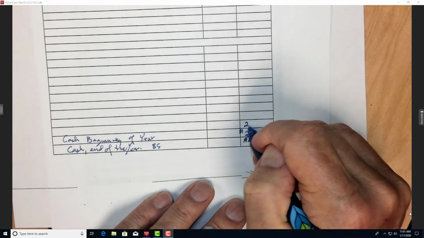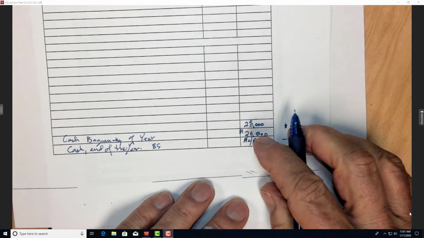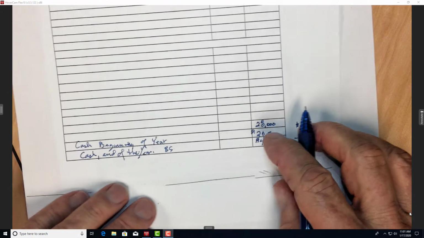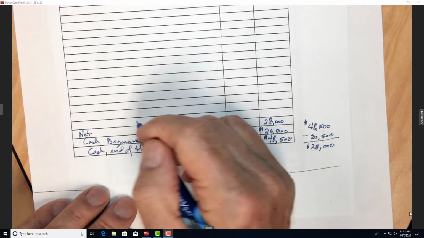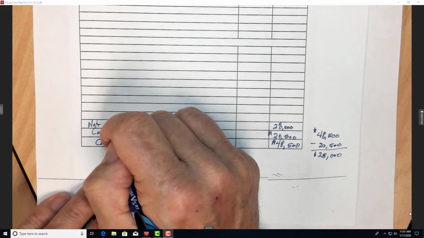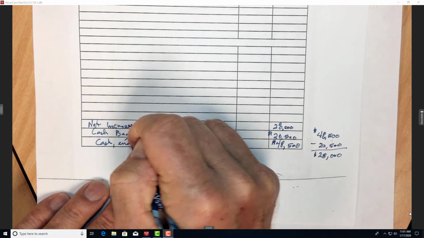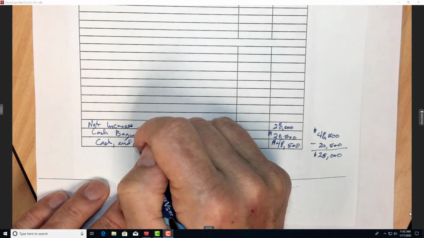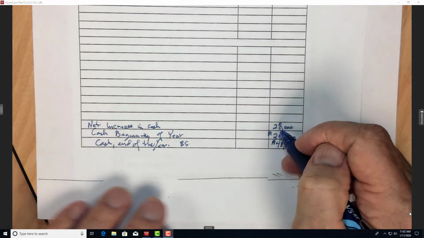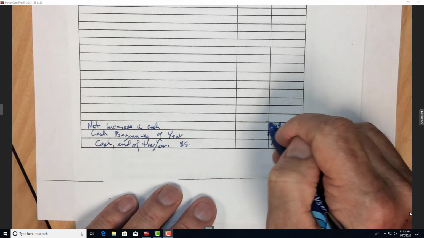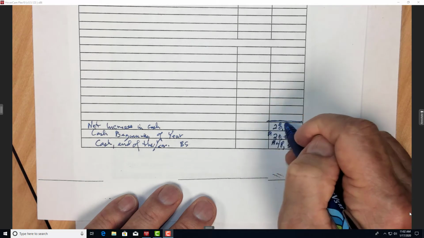That's $28,000 I'm going to put here. And what that is, in this case, is the net increase in cash. Net increase in cash. Right? It's net increase in cash.